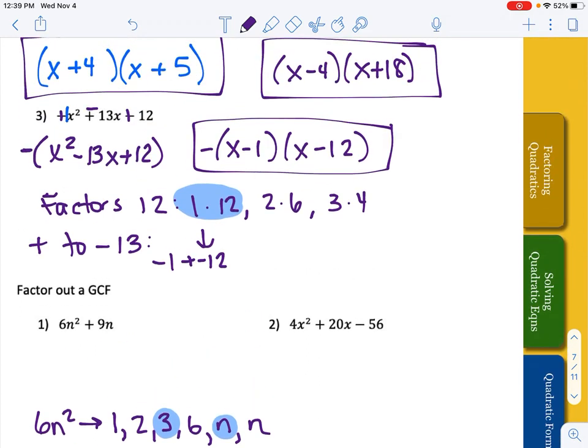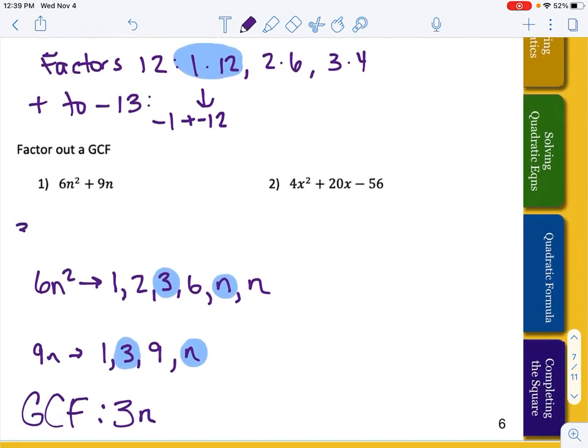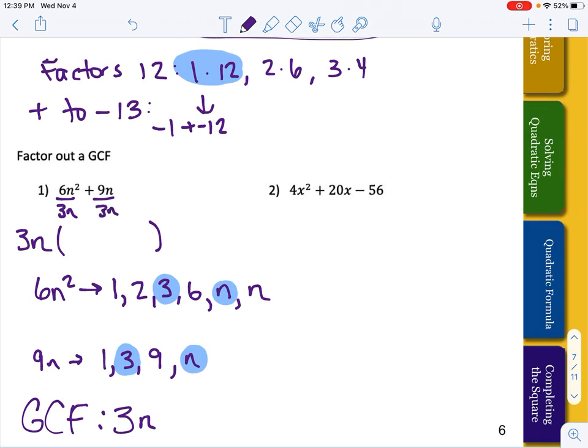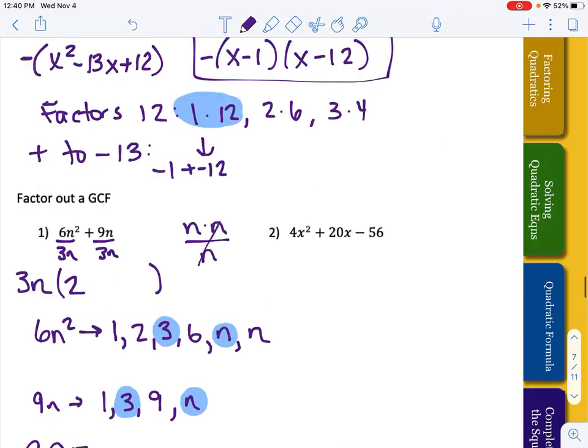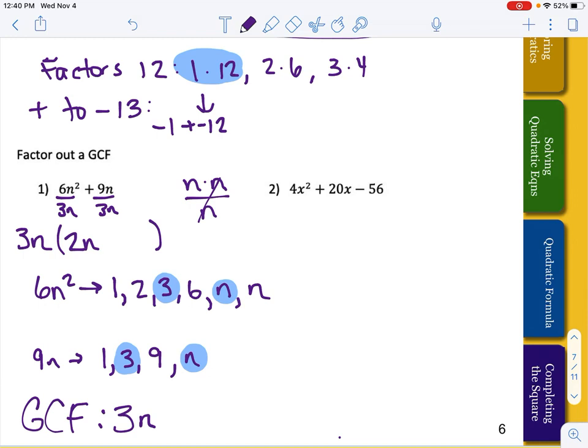That means, like we pulled a negative out front on this previous problem, we can pull a 3n out front on these ones. This is basically just saying we are dividing each term by 3n. So take 6 divided by 3 and you get 2. Then take n squared, which is really just n times n, divided by n, and you are left with n. Then you take 9n divided by 3n. The n's cancel out. 9 divided by 3 means +3. You have factored out your greatest common factor. We first found it, then we factored it out.